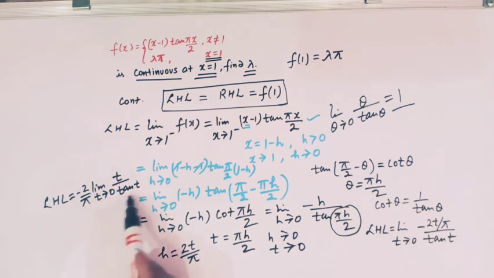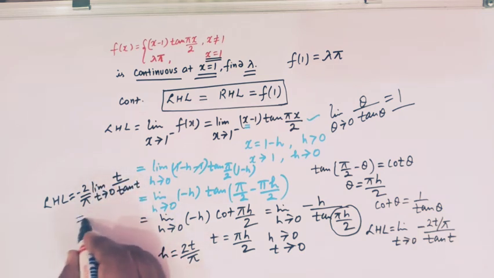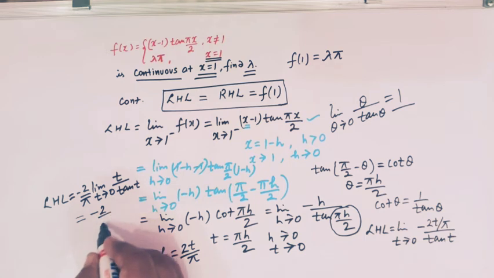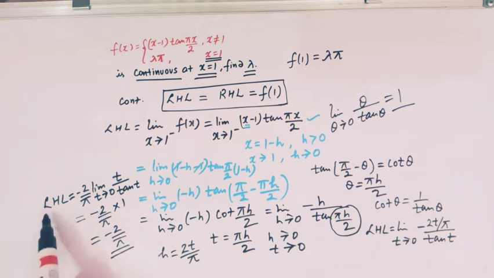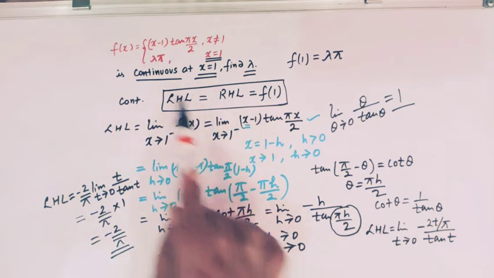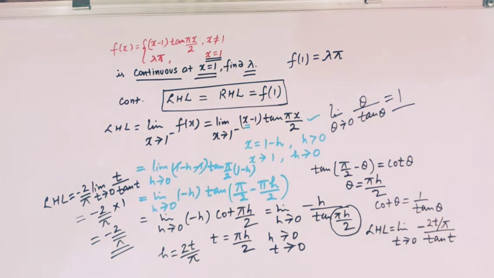So this limit is equal to 1, so we are left with minus 2 over pi multiplied by 1, that is minus 2 over pi, right? So the left hand limit of this function at x equal to 1 is minus 2 over pi. Now in a similar fashion we can calculate the right hand limit.